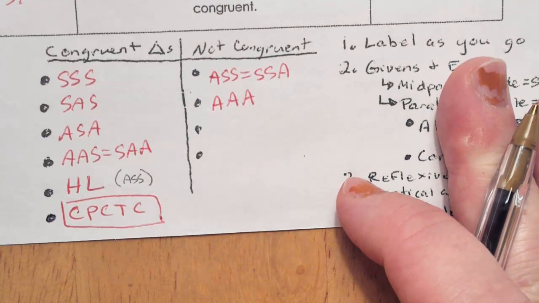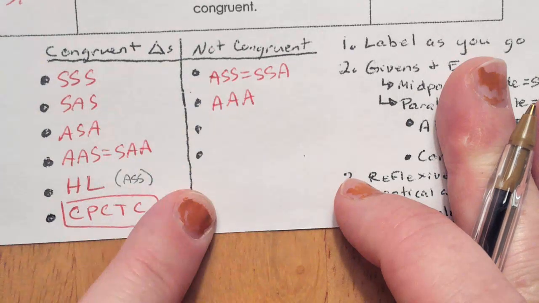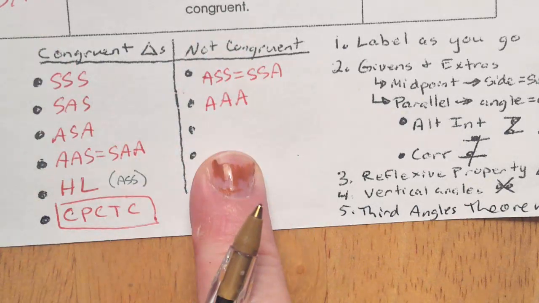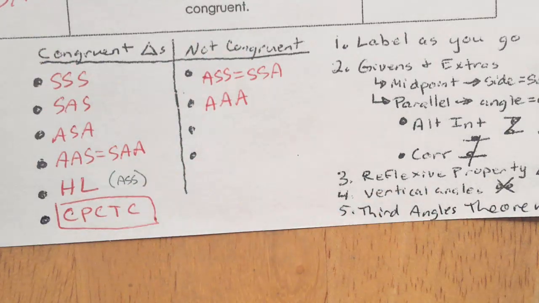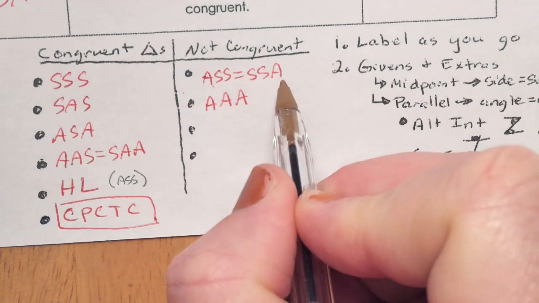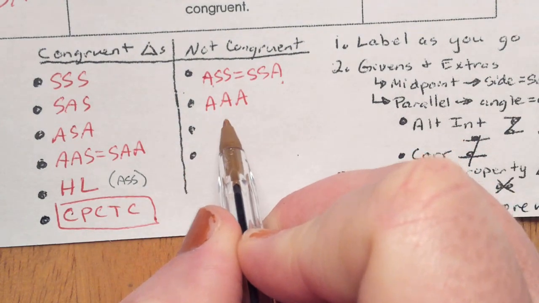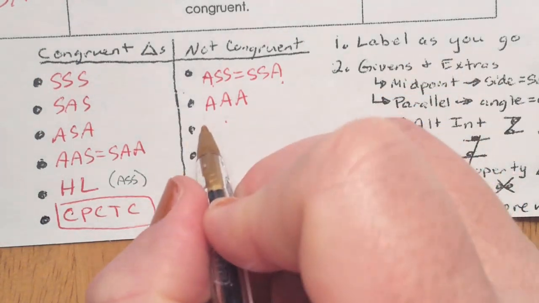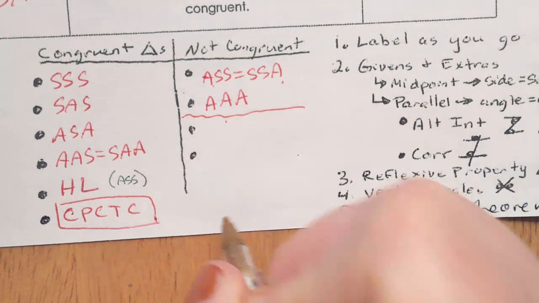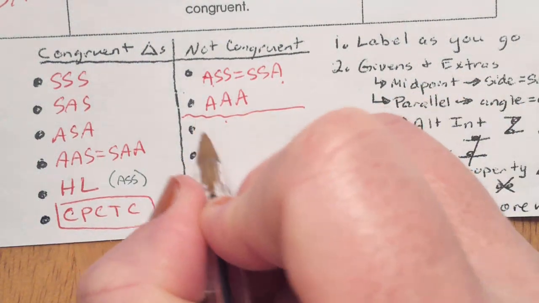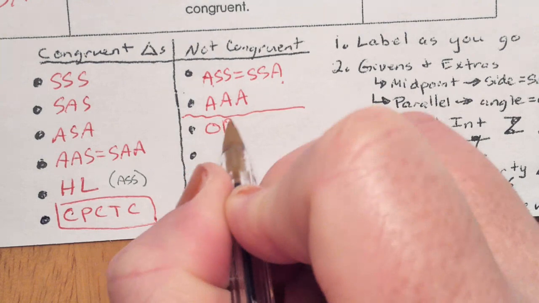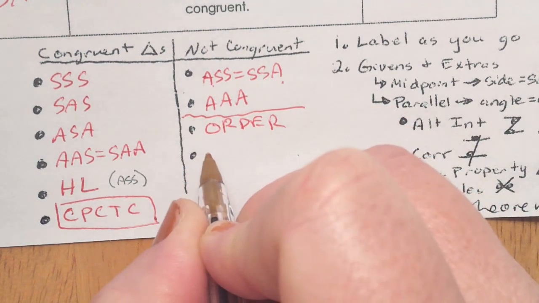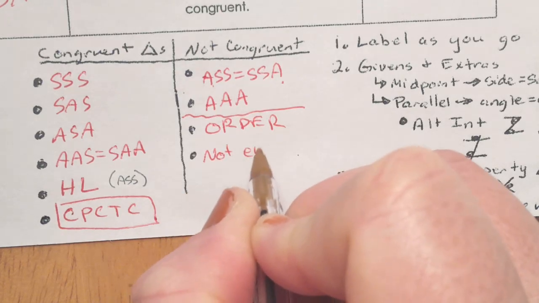What I need you to know is this chart, these letters. So we're trying to memorize these letters. That's all we're doing. So ass and ass backwards, and triple ass. Those are the two bad ones. Every other combination is good. Okay, and then the other way to prove the triangles are not congruent is the order is all messed up. And the last part is not enough info.